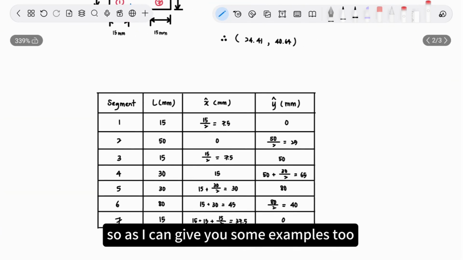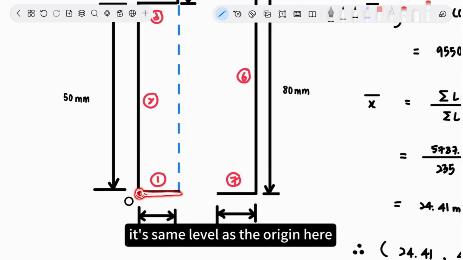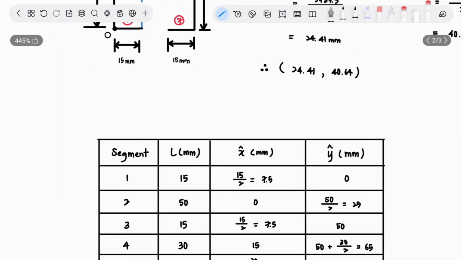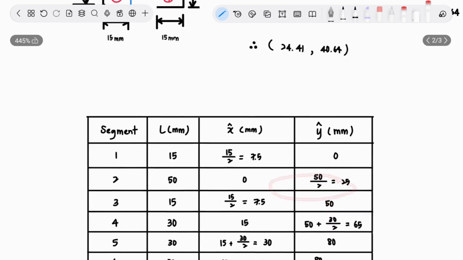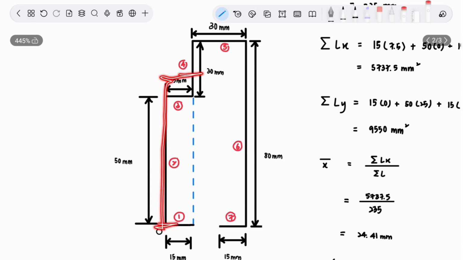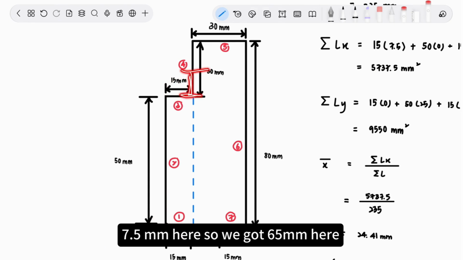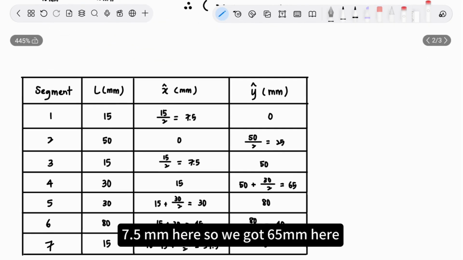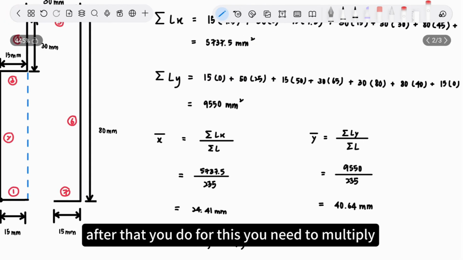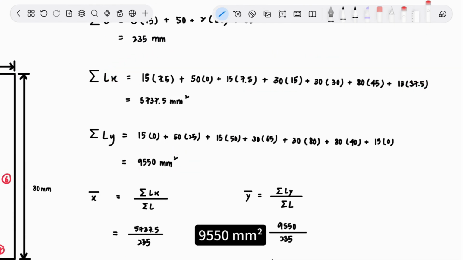For the vertical component, we use the same way. For example, segment 1 is at the same level as the origin here, so its Y position is 0 mm. For another one, segment 4, its center is here. To reach the origin, we need to add this 50 mm with its center, 7.5 mm, so we got 65 mm here. The width is the same for all the segments. Then you multiply them together and add all of them, and for Y we got 9550 mm squared too.